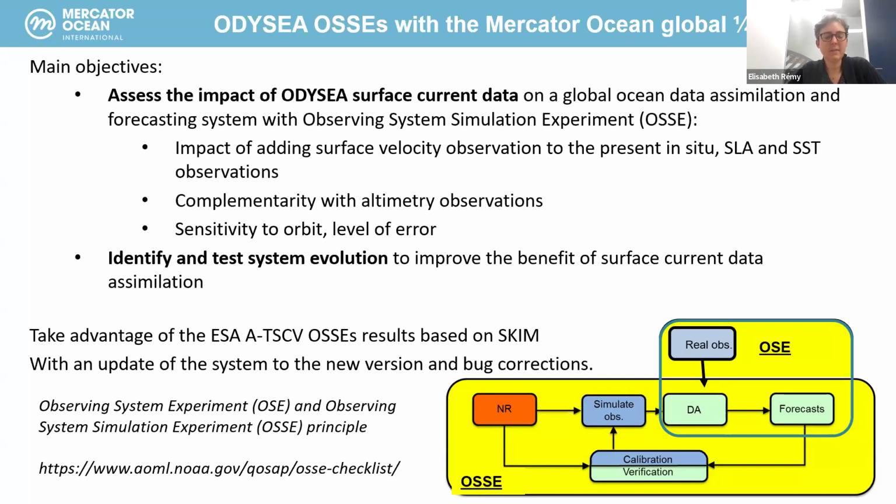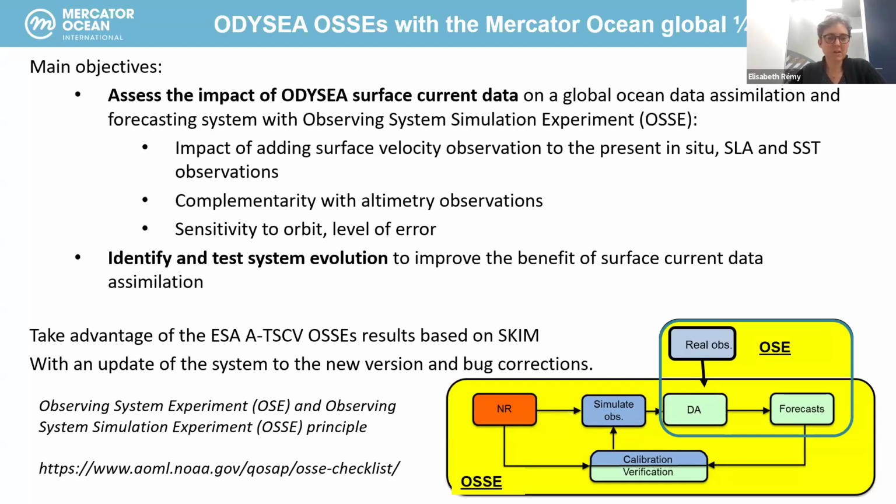And when they are added to the present observations, that are the in situ, SST, and SLA observations, we also wanted to look at the complementarity with nadir altimetry observations. We also begin to look at the sensitivity of the performance of the results to the orbit and the level of errors. Those experiments also allow us to look at the weaknesses that we can have in our system and to identify system evolution that would improve the benefit of surface current data assimilation.